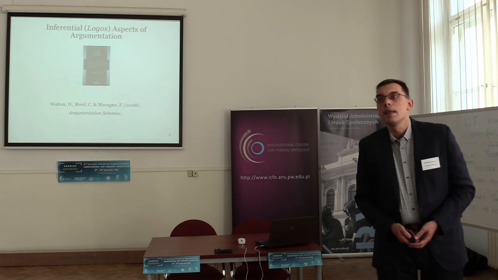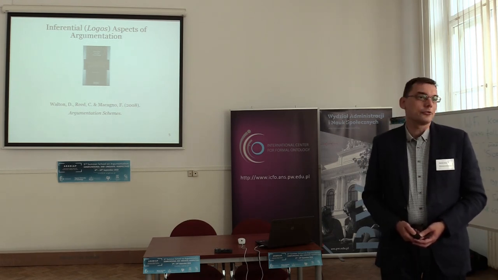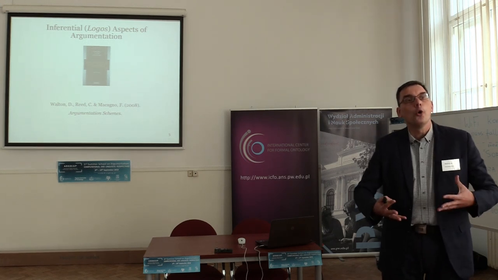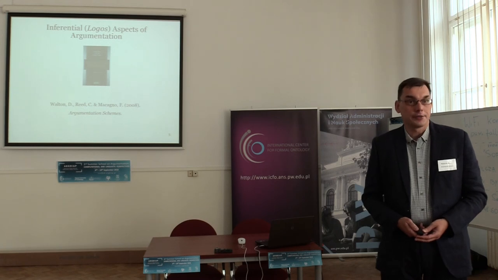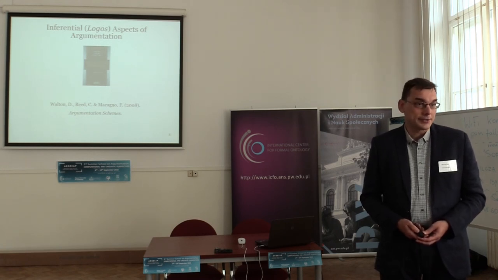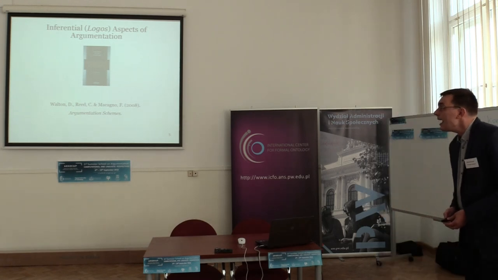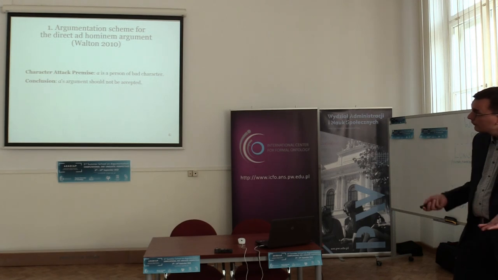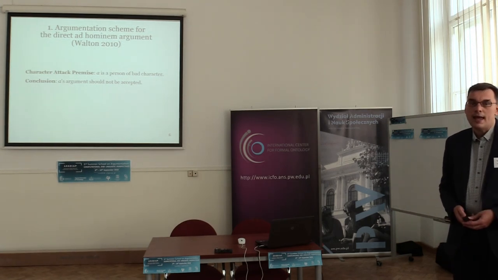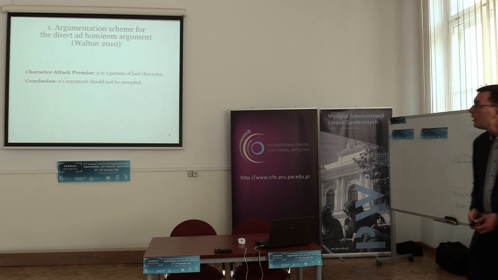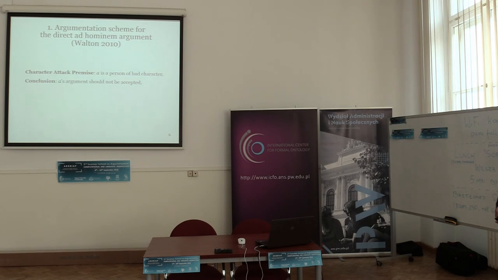Argumentation theorists distinguish at least 100 different argumentation schemes in order to identify common patterns of argumentation in natural language discourse. So the idea is that we have typical patterns, of which some of them I will try to briefly present. An example is the argumentation scheme from the direct ad hominem argument. The direct ad hominem argument is a personal attack. So Walton describes this as, in terms of distinguishing a character attack premise, A is a person of that character, and conclusion, A's argument should not be accepted.